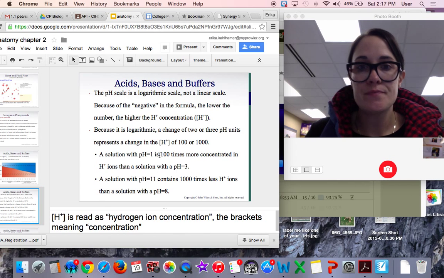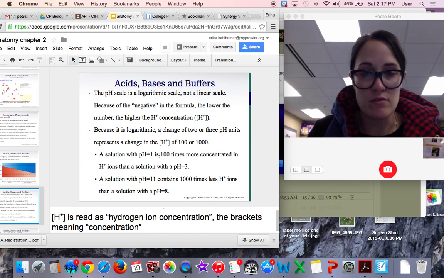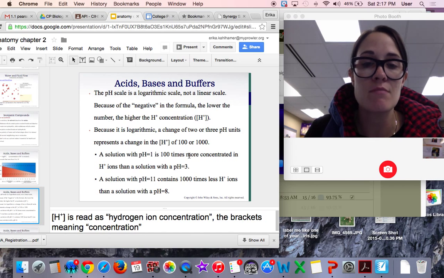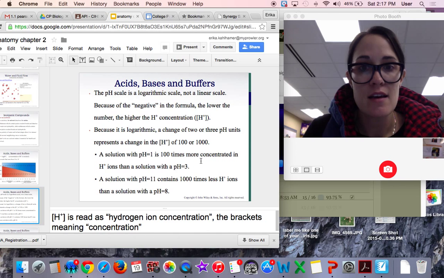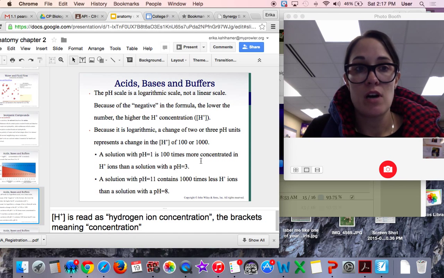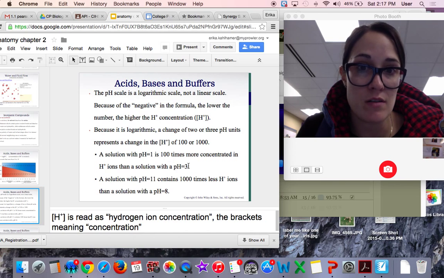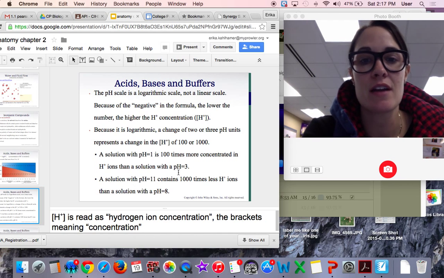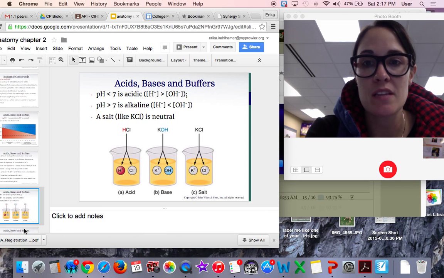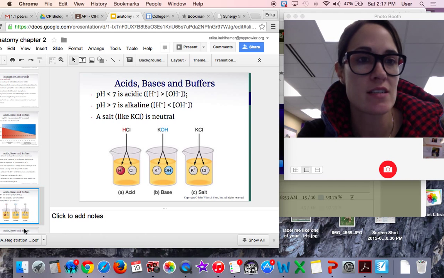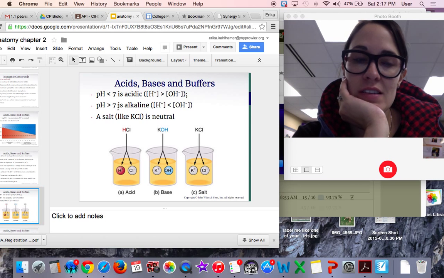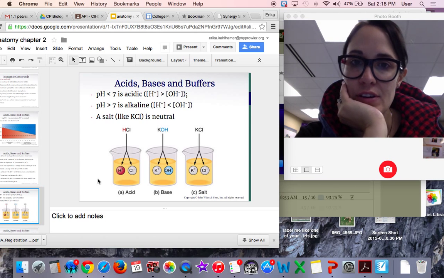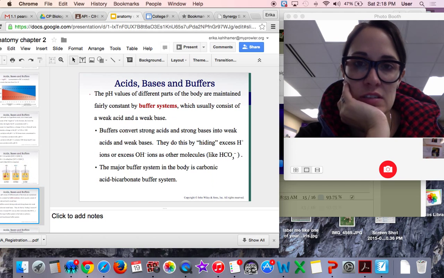So here's an example. A pH of 1 is 100 times more concentrated with hydrogen ions than a solution that has a pH of 3. 100 times more. If it was a pH of 2 being compared here, it would only be 10 times more. So you move the decimal place over. A solution with a pH of 11 contains 1,000 times less hydrogen ions than a pH of 8. Let that sink in. pH less than 7 is acidic, meaning it has more hydrogen ions than hydroxide. pH greater than 7 is alkaline or basic, with fewer hydrogen ions and more hydroxide ions. And salt has a pH that is neutral.